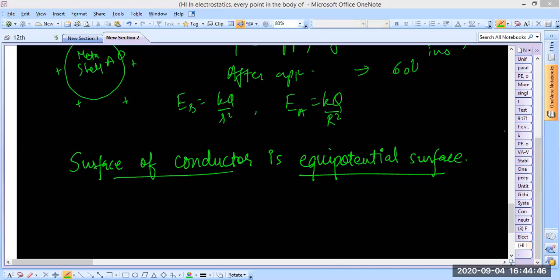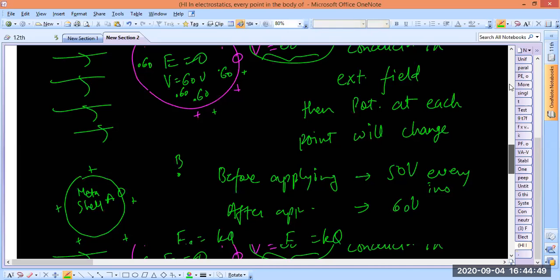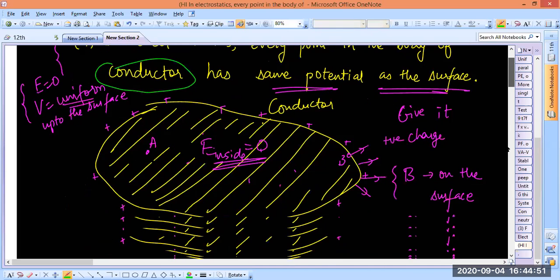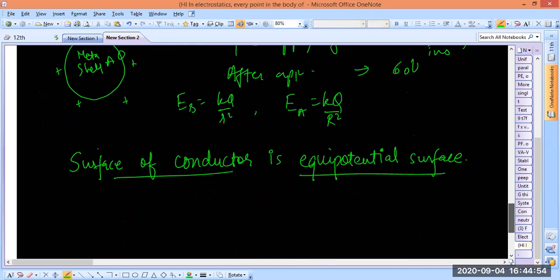There are actually two reasons. One is this property itself. The other reason is this one.